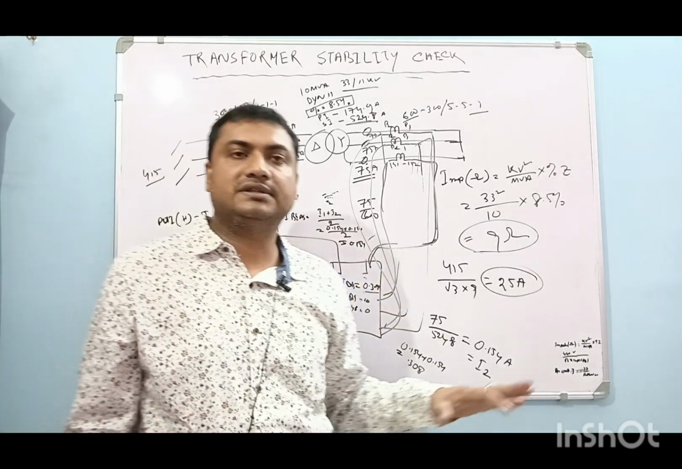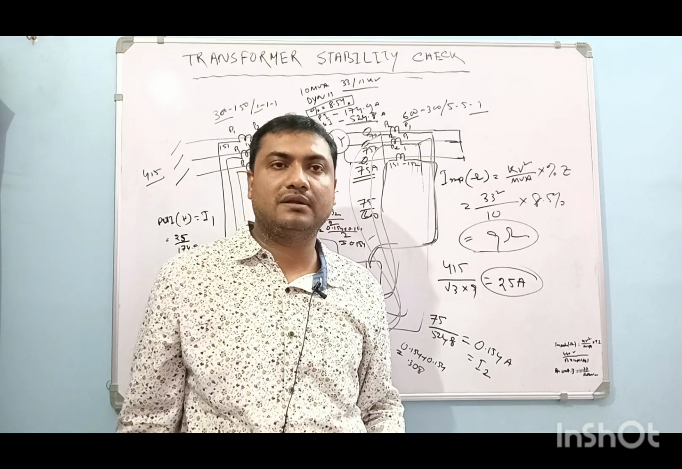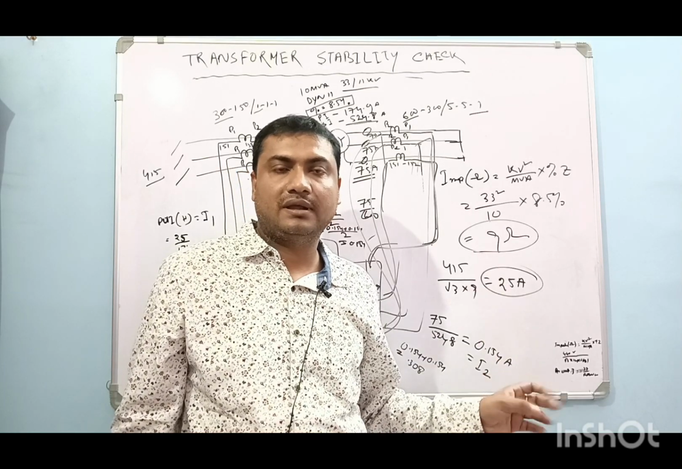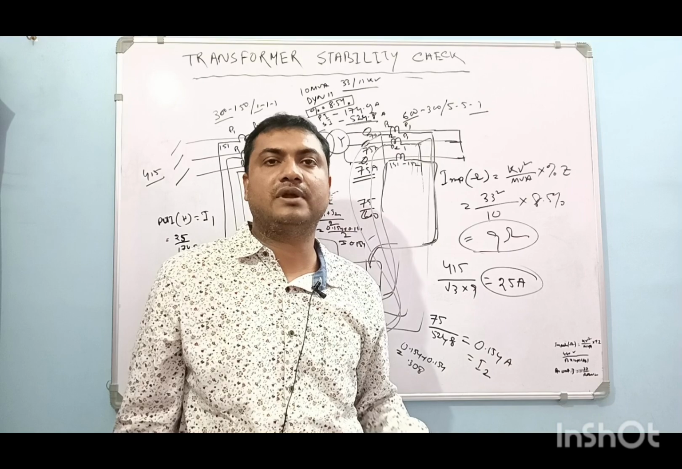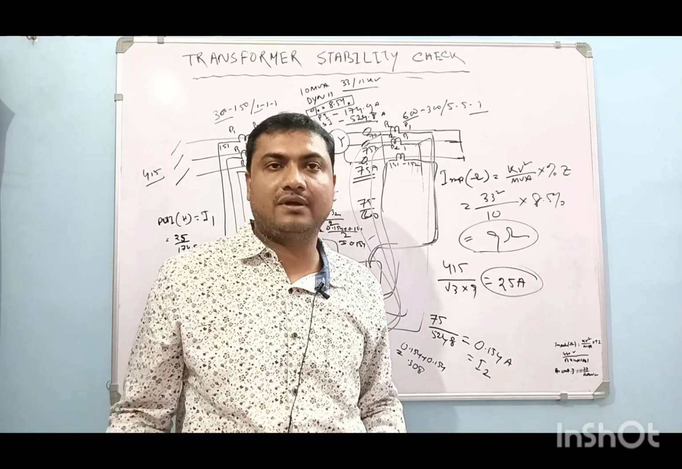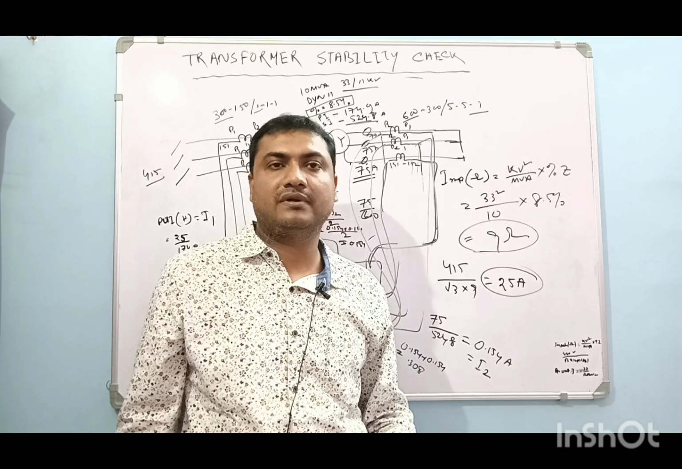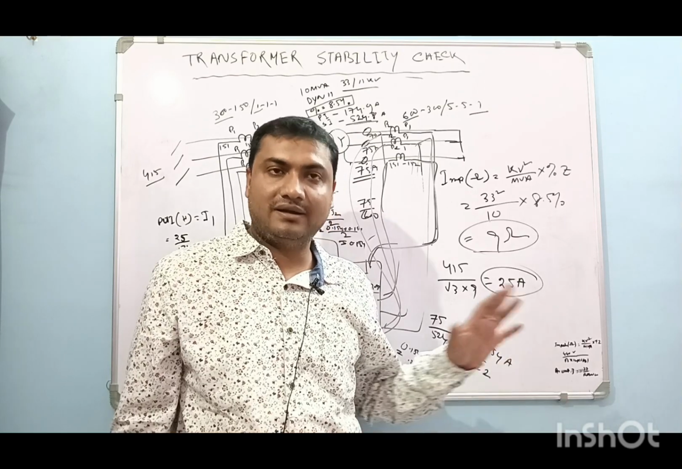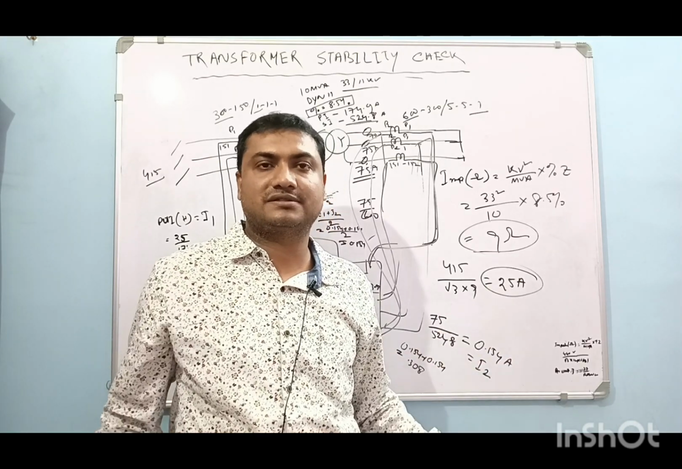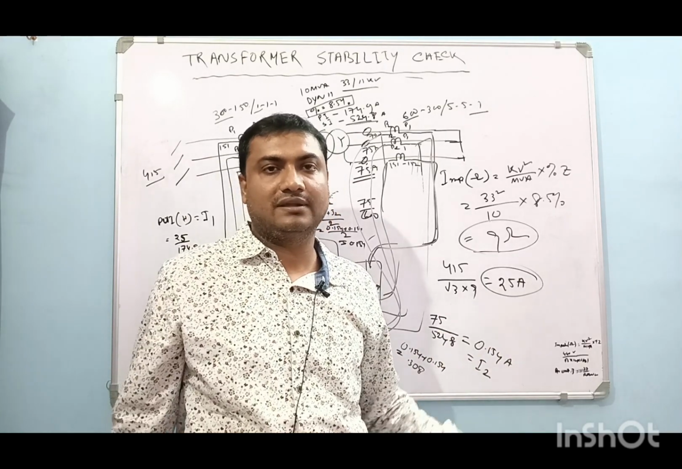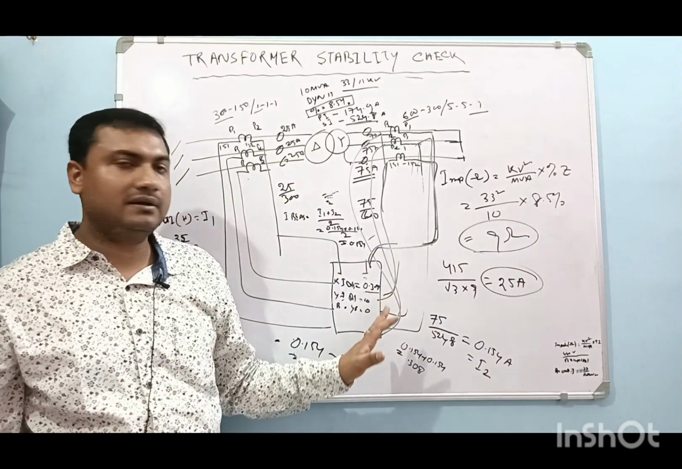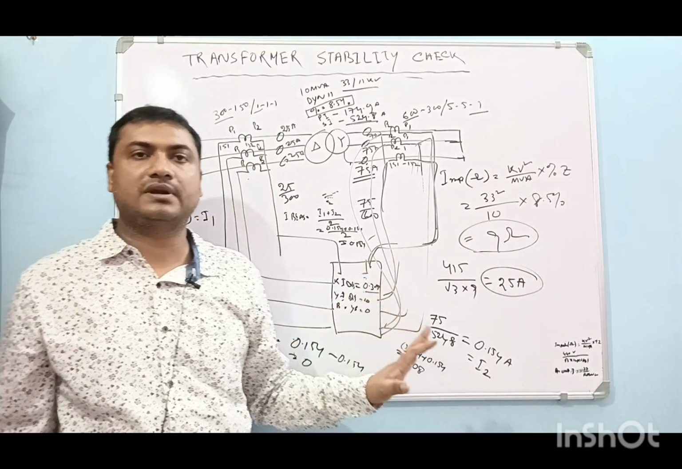So this is the stability check of a transformer in normal condition, and after creating a fault also we have to check whether it is tripping or not tripping. If it trips in abnormal condition and in normal condition it is stable, then that is okay. In this way we have done the stability check of a transformer in any substation.